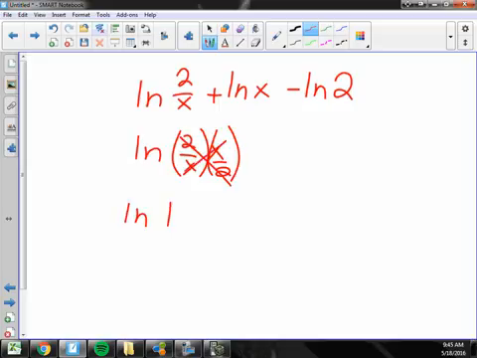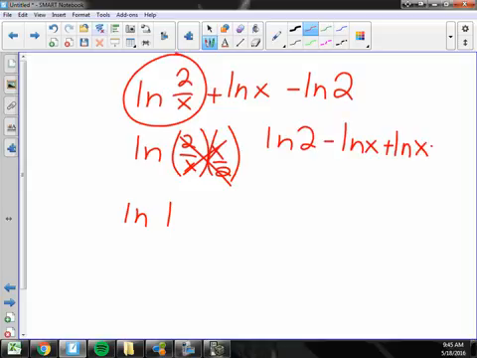What is the ln of 1? 0. Okay, there's another way to do this. What if we use the quotient rule and go backwards? What would that be going backwards with the quotient rule? It would be the ln of 2 minus the ln of x, and we already have plus ln of x minus the ln of 2. Everything goes away. So either way you do it, you're going to end up with 0.